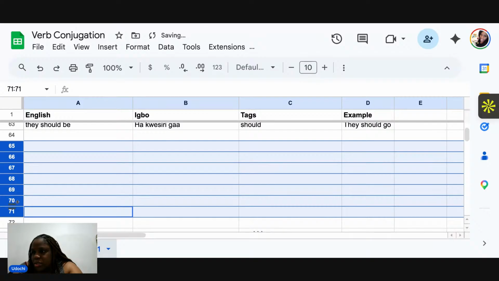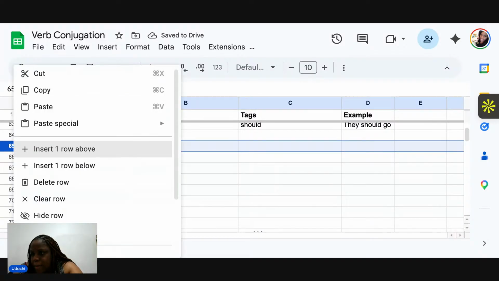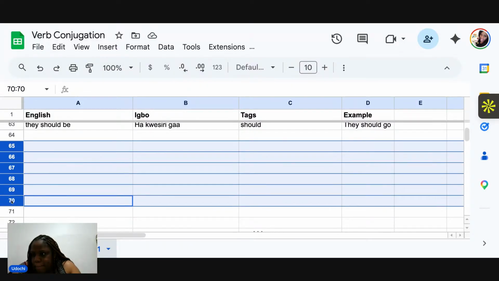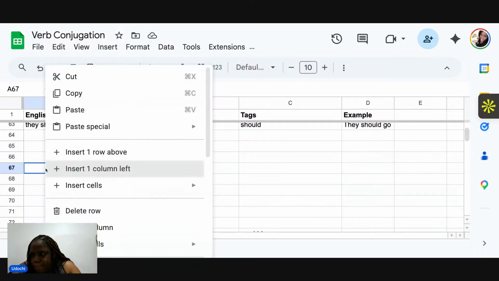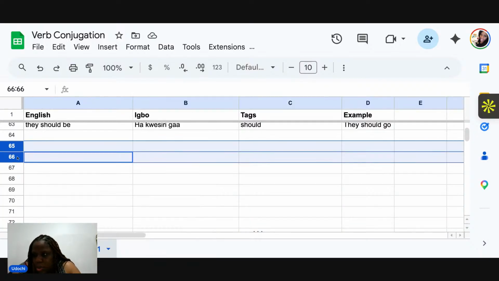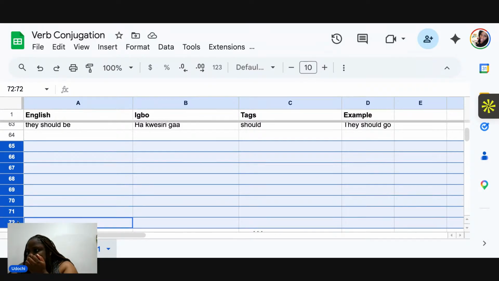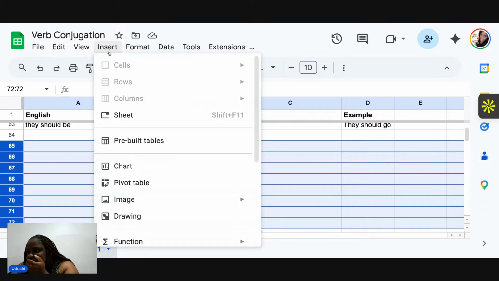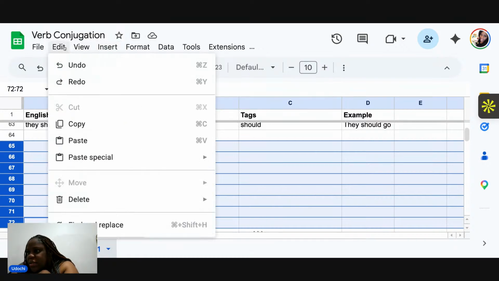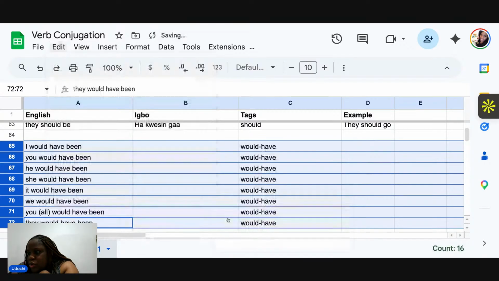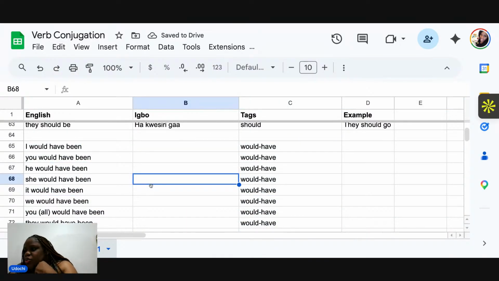Oh, can I... my bad. Oh, gosh. How do I just make all these rows go up? Insert, not pre-built table, no. Edit, delete selected rows. Cool. All right, now we're going to "would have."